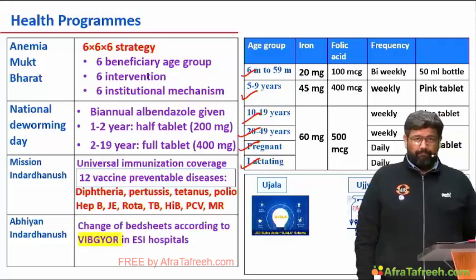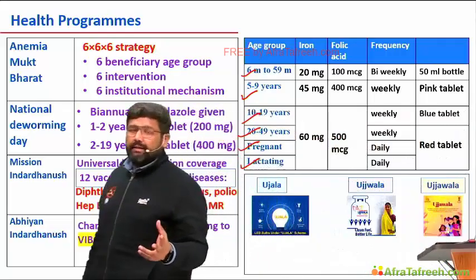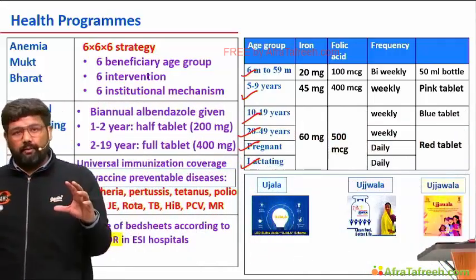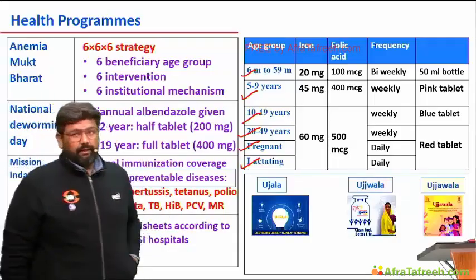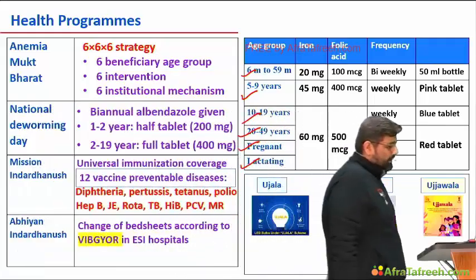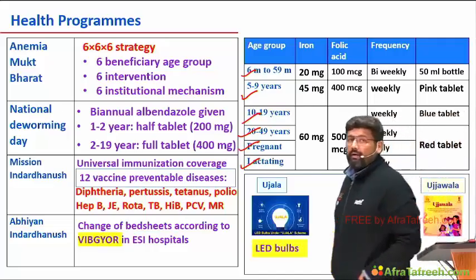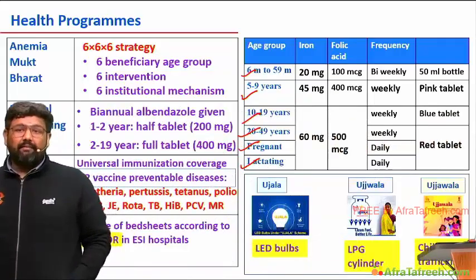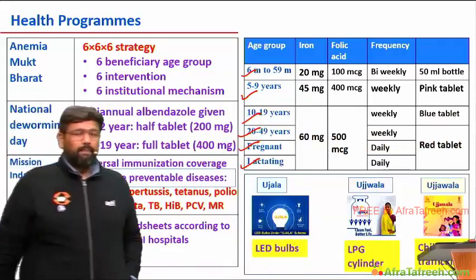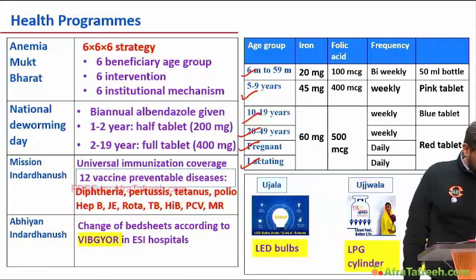and MR. Abhiyan Indradhanush is a program where we change bedsheets in ESI hospitals as per VIBGYOR. 7 colors, 7 color bedsheets every day. Now, Ujala is for LED bulbs. Ujjwala is for LPG cylinders. Ujjawala is for child trafficking.